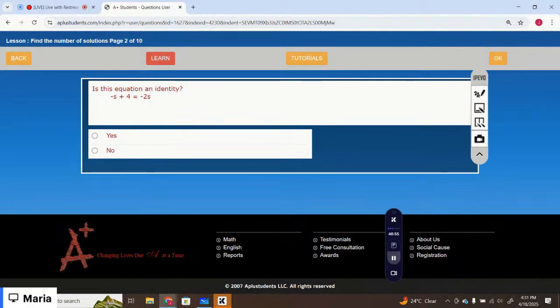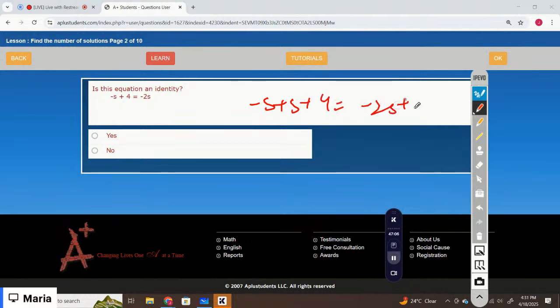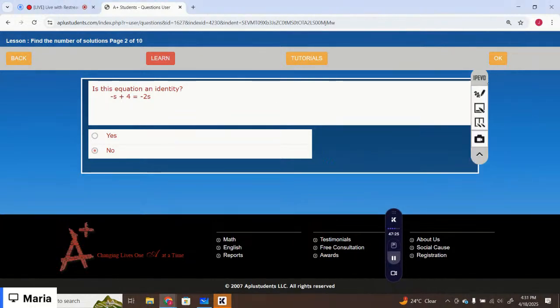Is this equation an identity? Okay, let's see. Negative s plus 4 equals, add s to both sides. So 4 equals negative s. So no, that is not an identity. The correct option is no. The correct option is no, that is not an identity.